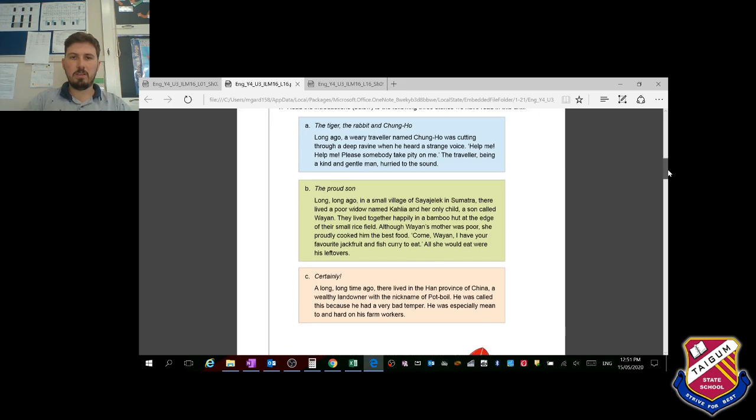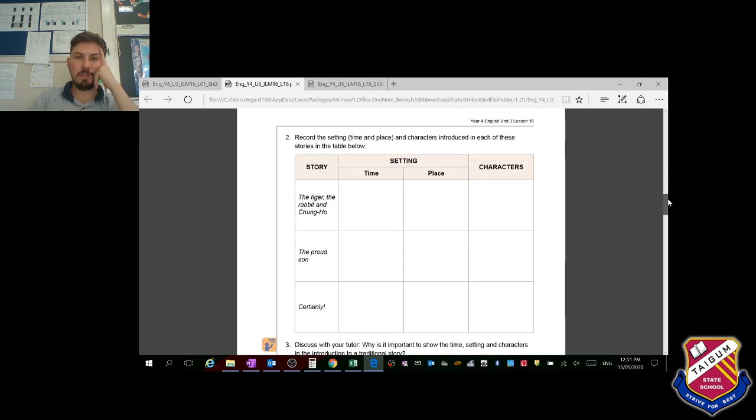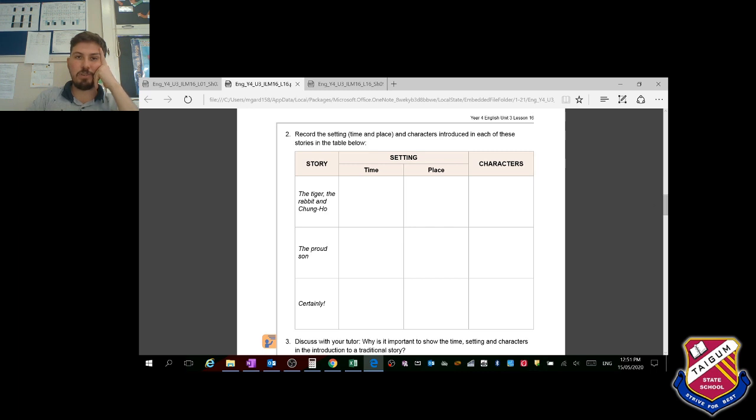So there's a couple of instructions below to 3 stories that we've covered. Can you read those introductions to those 3 stories? Off you go. Next, I want you to record the setting and the characters for each of those stories. Okay, off you go.